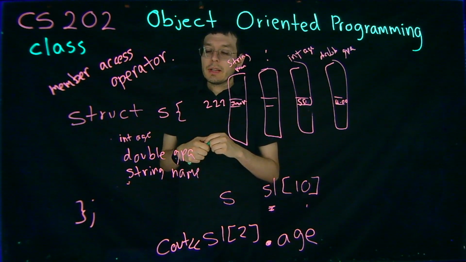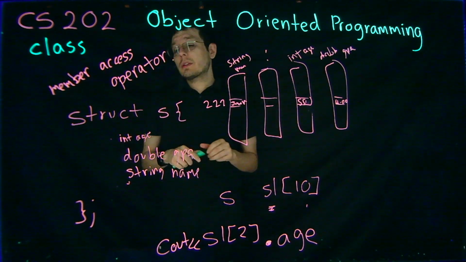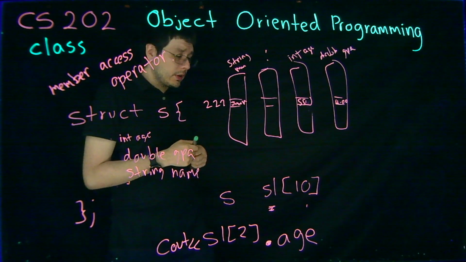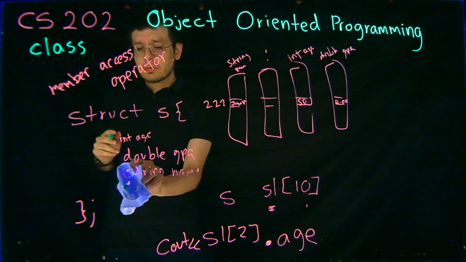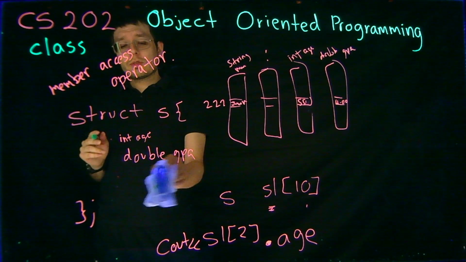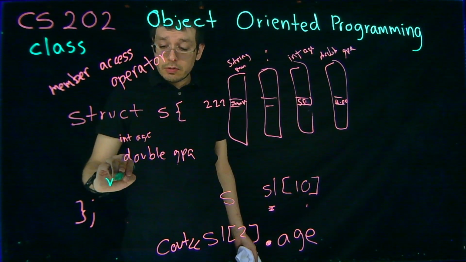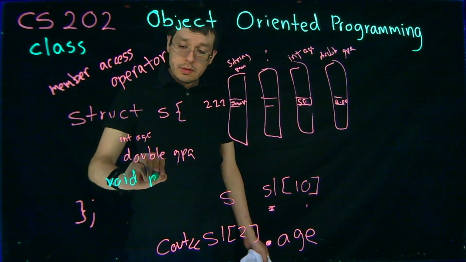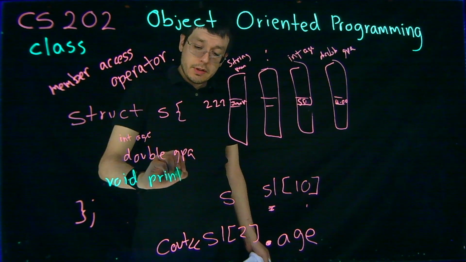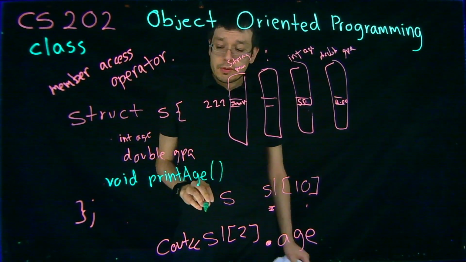But ultimately, you probably didn't see a function inside a struct in 135. And if you did, that's cool. You're ahead of the curve. But let me show you that really fast. So what do I mean by having functions inside of structs? Just that. I could go ahead and write a function here called void print age. No parameters.